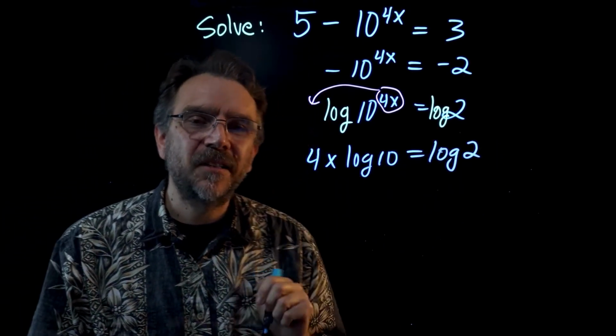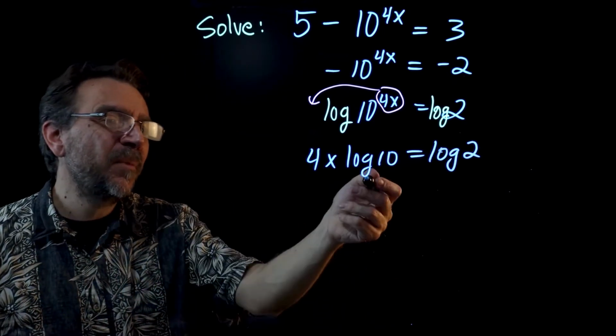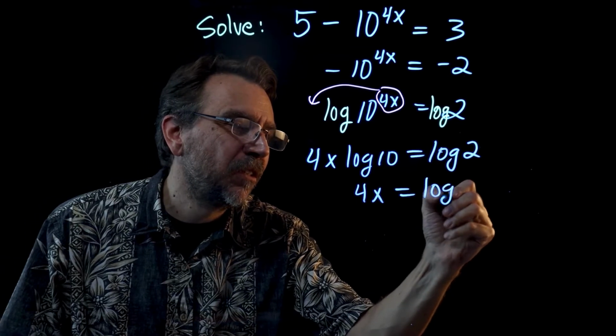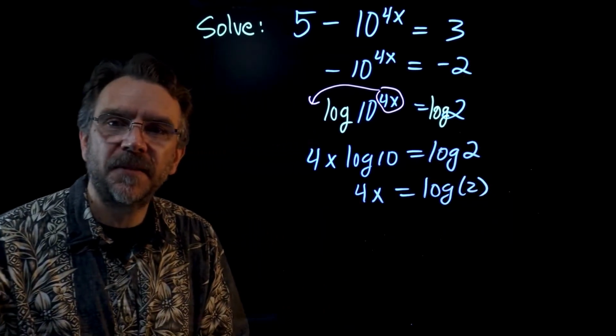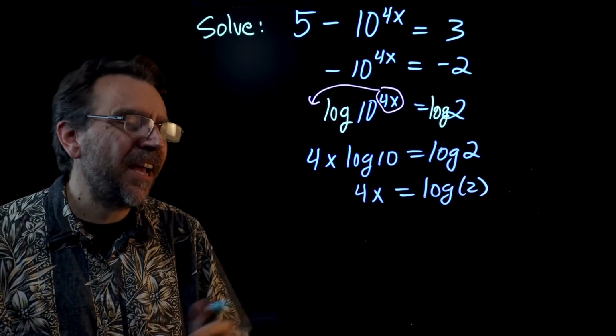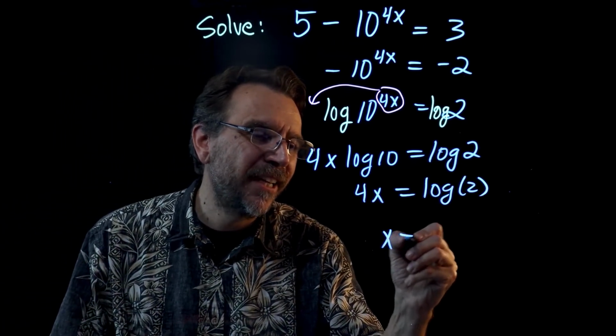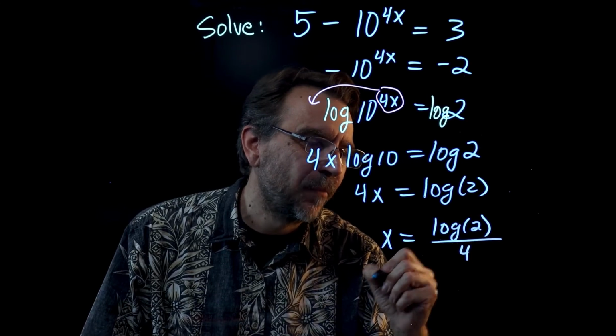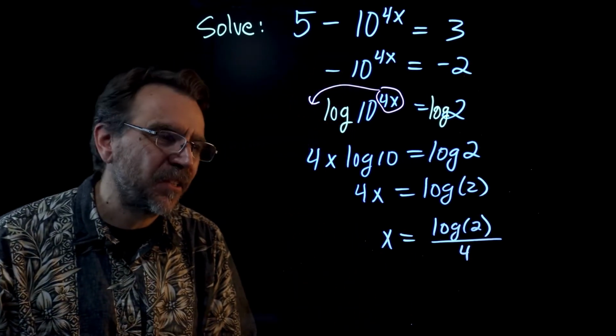Now, this is the common log. The base is 10. So log base 10 of 10 is just 1. And that gives me 4x then equals log of 2. I'll go ahead and put that in parentheses. Now, we're solving for x. Last thing to do, divide by 4, and we get x equals log of 2 divided by 4. Now, that's the exact answer.